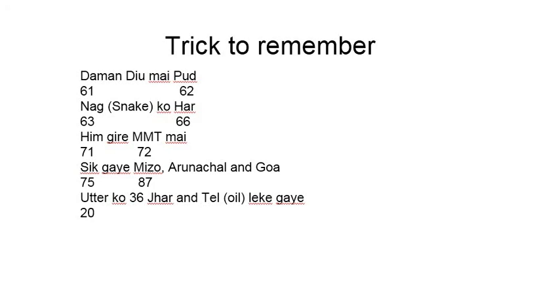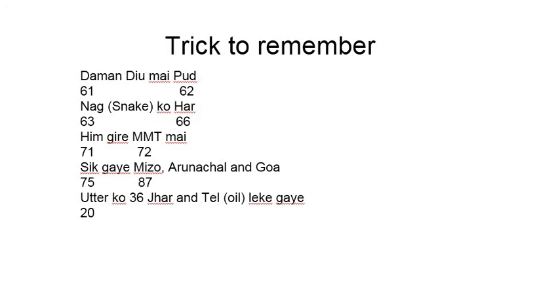Then हिम means हिमाचल प्रदेश. हिम में MMT गिरे है, हिम गिरे MMT में, मतलब जो हमारा वो बर्फ होता है वो गिरा MMT में. MMT का मतलब हमारा ये होता है कि जो मणिपुर, मेघालय, त्रिपुरा, MMT, मणिपुर, मेघालय, त्रिपुरा. Remember that short form. 71, 72. Then सिख, जो हमारे सिख लोग हैं वो गए मिजो, अरुणाचल प्रदेश and गोवा को. कब गए? 75 को निकले थे, 87 को पहुंच गए.